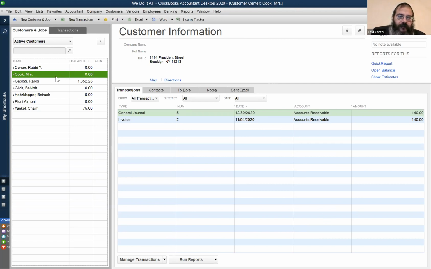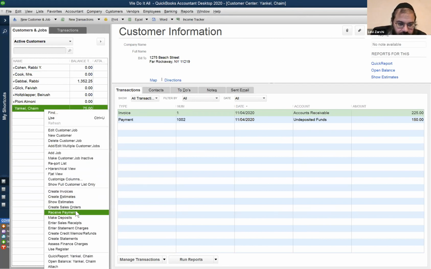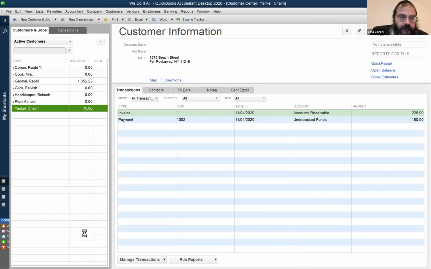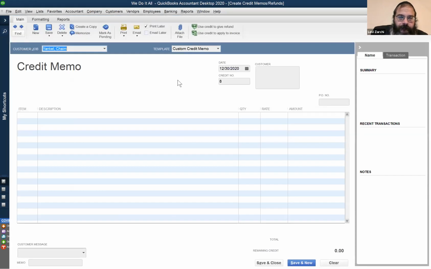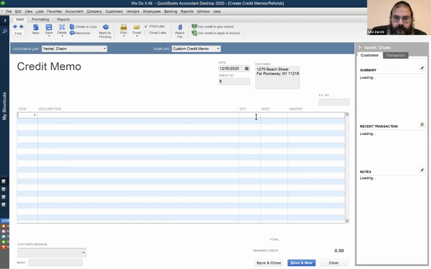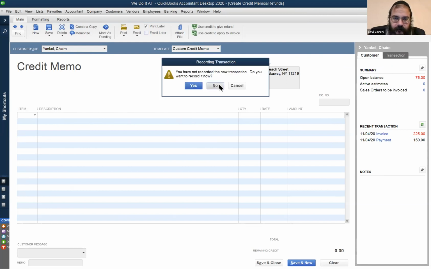The same thing will be if you have a credit memo, right? If I do a credit memo, what is here? Create invoices. Create a memo or a refund. If I would put a $50 memo, credit memo, let's see, let's get out of this one.